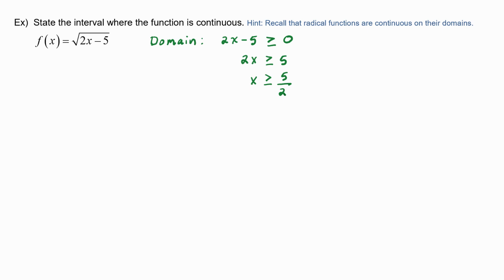So as long as we pick x values in the domain, this f of x will be continuous. So we can say that f is continuous for x on the interval, hard bracket, 5/2 to infinity.